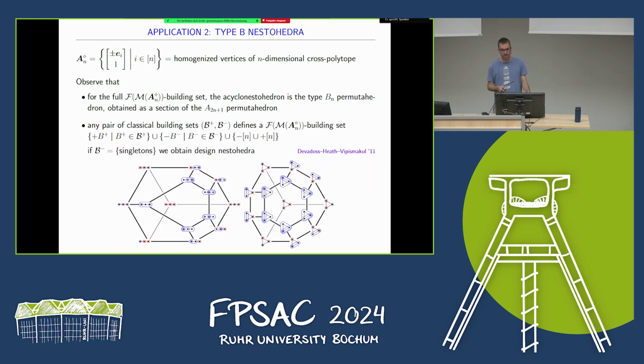But you can also do more interesting things, so let me just jump. One very simple way to construct a facial building set on this vector configuration is to put building sets on the positive part and on the negative part. And even simpler, you just put the singletons on the negative part, and what you obtain is this paper by Devadoss and Heath and Vipismakul, which are the design nestohedra.